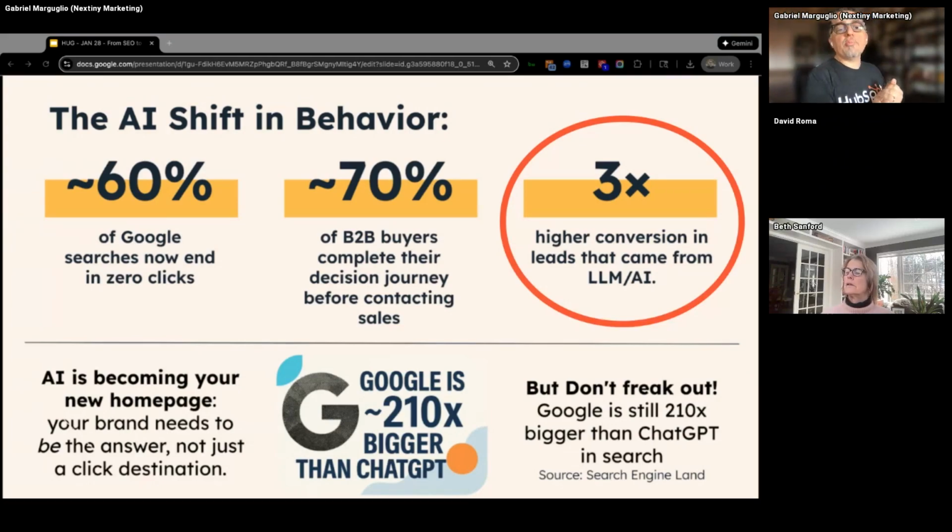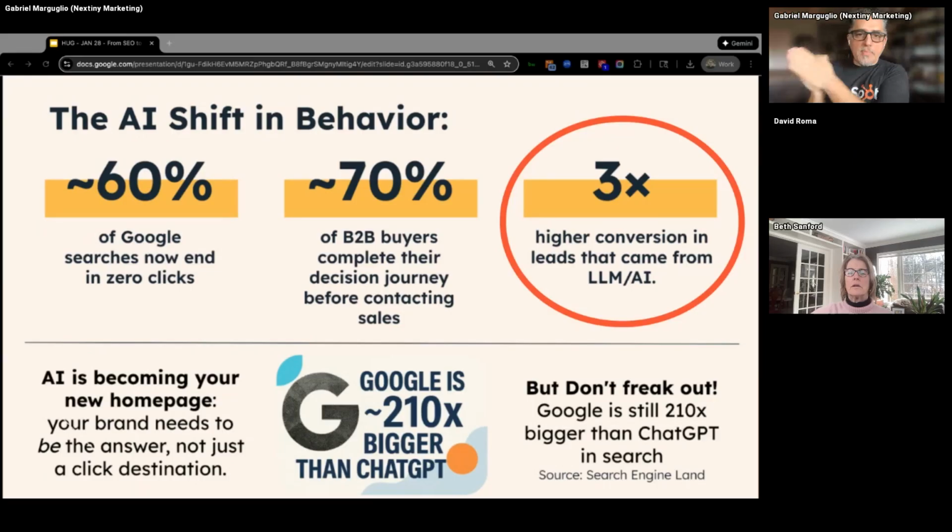70% of B2B buyers complete their decision journey without talking to sales, without contacting anybody, without going through your website. And AI is only enhancing that. The good news is that we are seeing 3 times higher conversion from leads that come from LLMs and AI. At the end of the day, you might lose some or shift some traffic from one place to another, but the visits and leads coming from AI are more qualified, and they're closing at a higher rate. So AI is becoming your new homepage.